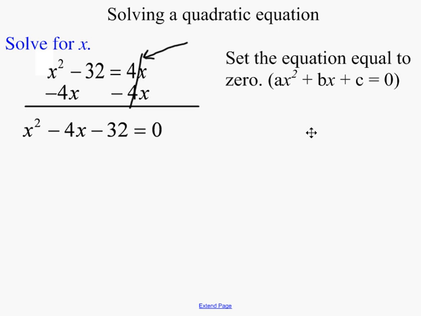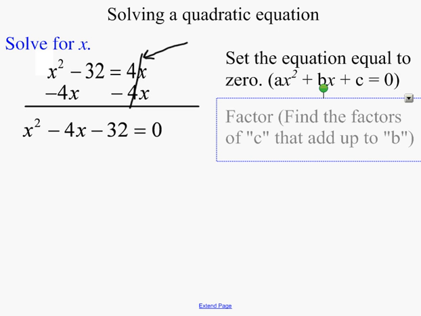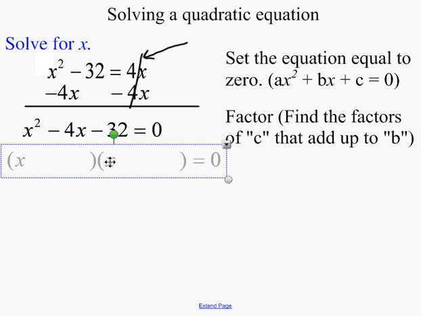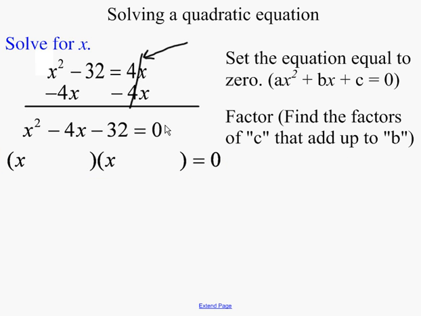Next step is to factor this trinomial. So what I want to do is set up two sets of parentheses. That's what you do when you factor a trinomial. And you want to find the factors of c. So this is my c over here. So I want to find the factors of c that add up to b. This is my b over here.